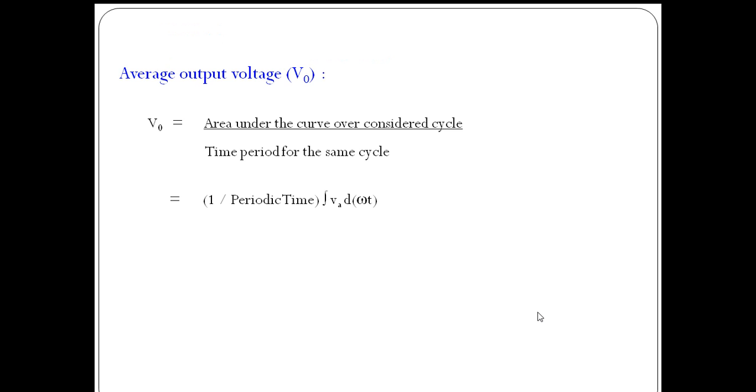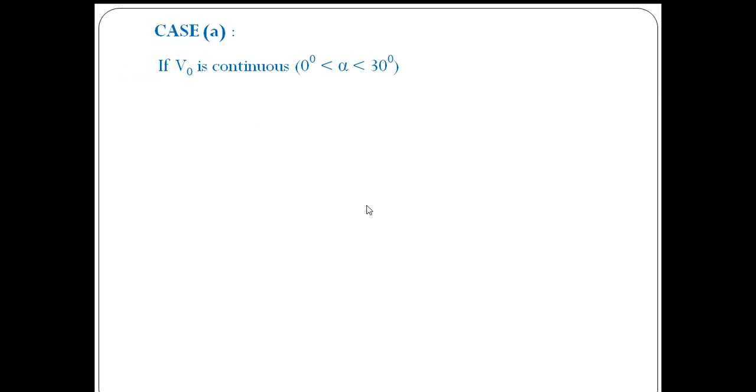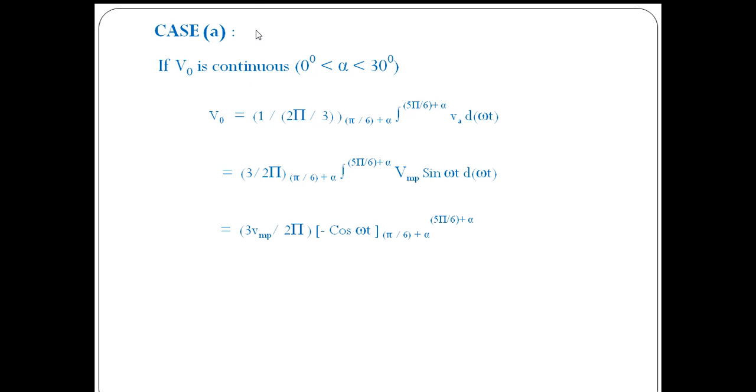So we need to get the expression for the average output voltage. It is given as the area under the curve over the considered cycle divided by the time period of the same cycle. Each thyristor will be conducting for a duration of 120 degrees. So V naught is equal to 1 by 2 pi by 3 times the integration, where each thyristor conducts from pi by 6 plus alpha to 5 pi by 6 plus alpha, of Va d omega t.